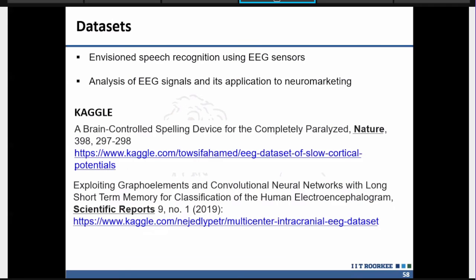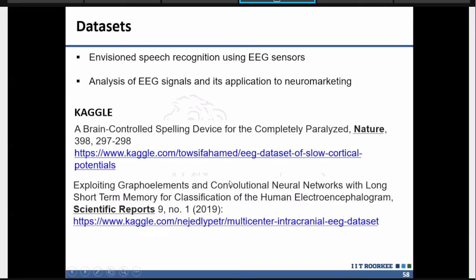There are several data sets available, for example for envisioned speech recognition. You can see this in Kaggle. I think you might have heard of Kaggle. In Kaggle, there are several data sets. If you are interested in working, you can download some of these data sets on paralysis or EEG based depression. Many data sets are available.